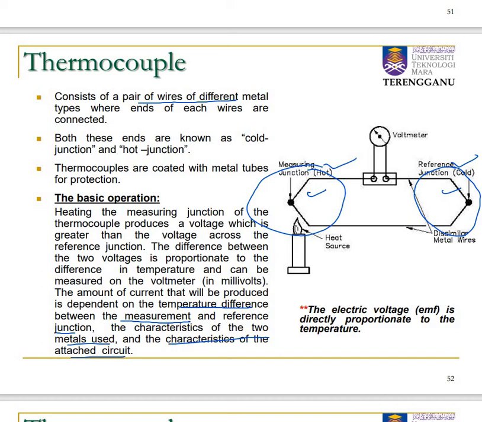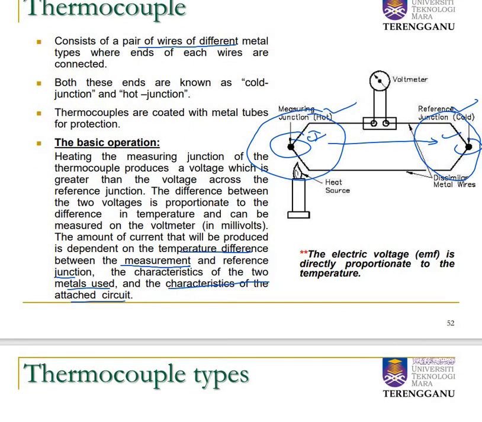So basically, if we heat this part, it will cause the voltage to increase. The voltage of this other part is constant. So when there is an increase of voltage here, there is a voltage difference between these two junctions. By measuring the voltage difference, we can know the temperature difference inside here.